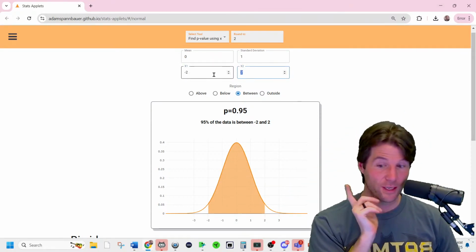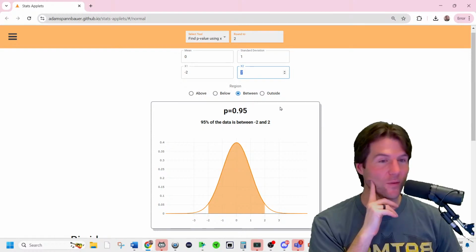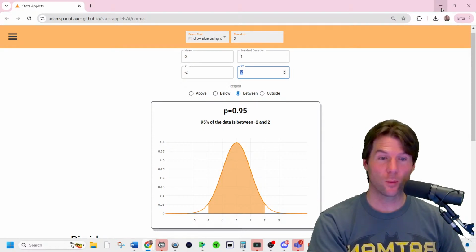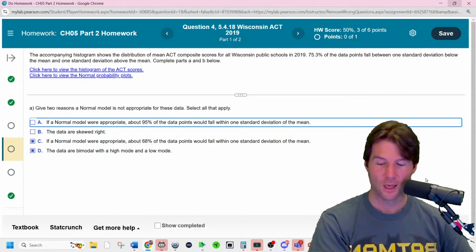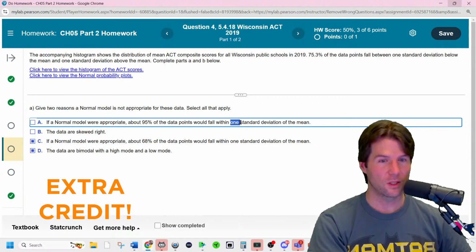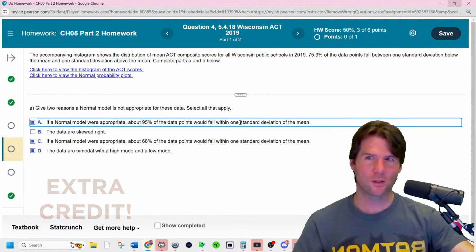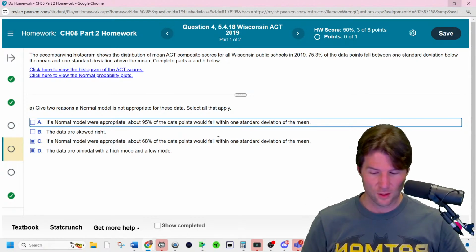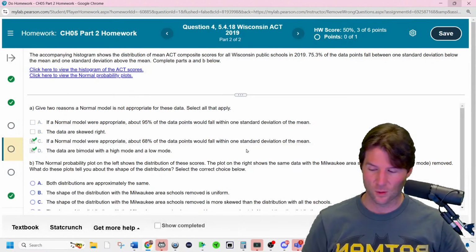Within how many standard deviations? We expect 95% of the middle of the data, according to the normal model, within plus or minus 2. Great job, Dave, right there. So this says 1, so it's wrong. Don't worry, great answers, 500 points right there. 2 is the correct answer. That is a wrong answer. 68 would be within 1 standard deviation if it's normal.